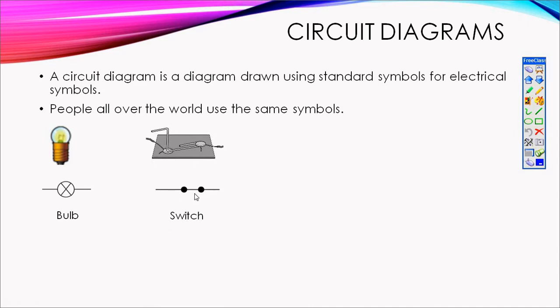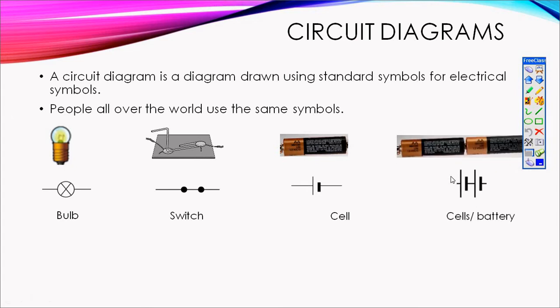Here I have the symbol of a cell. This cell is the source of energy inside of the circuit. And then lastly, I've got the battery, or two cells connected with one another, and that I will draw in that way. Now remember that we also have other examples of symbols. So for every electrical appliance in the world, there will be a symbol. So it is important that you know the symbols as we go along.